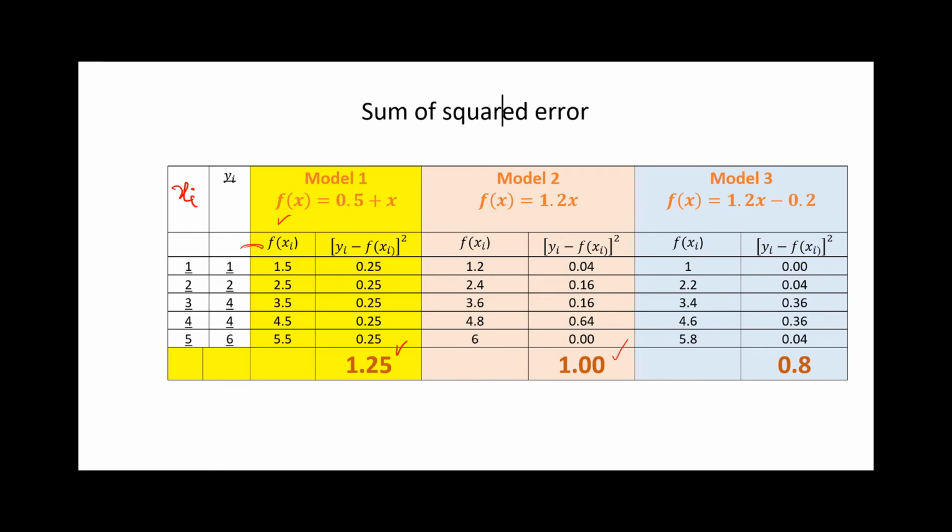When we compare all three, model 1, model 2 and model 3, it looks like the sum of squares of these errors is minimum only in model 3. That is, for model 3, f of x equal to 1.2x minus 0.2, we get the minimum sum of squares. So that will be the line of best fit. The first one, 0.5 plus x, was a guess. That is a good fit. 1.2x is a better fit. The best fit will be 1.2x minus 0.2.